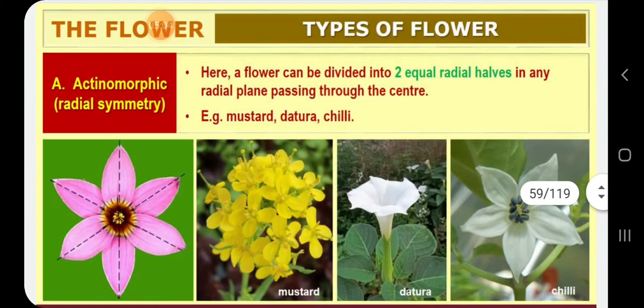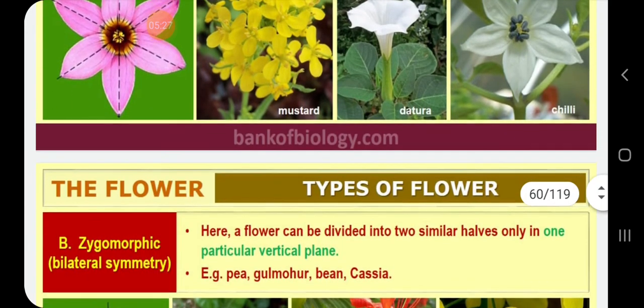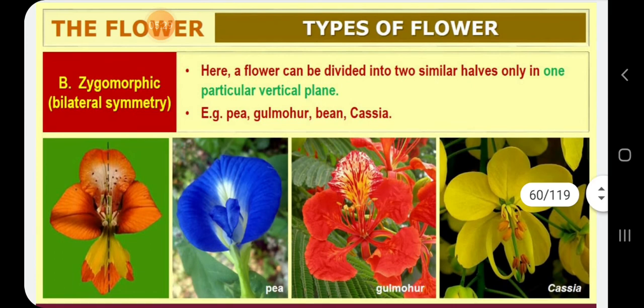So here, one by one. Actinomorphic, here the flower can be divided into two equal radial halves when it is cut from any radial plane which passes exactly through the center, as in mustard, datura, chili. So these are radially symmetrical.